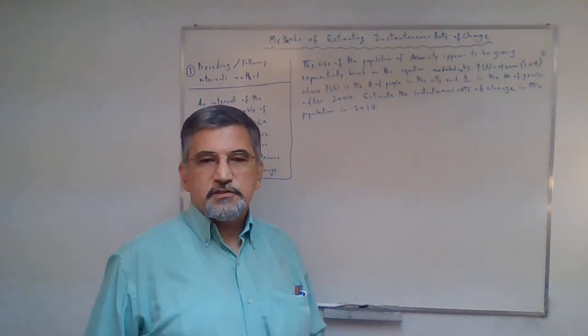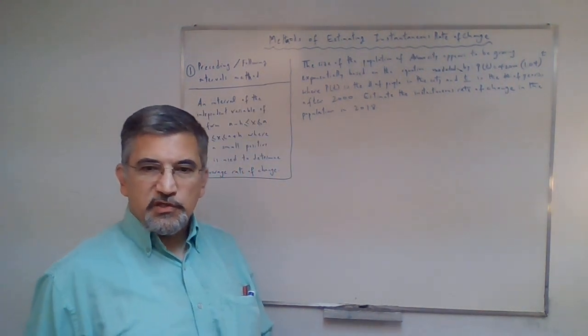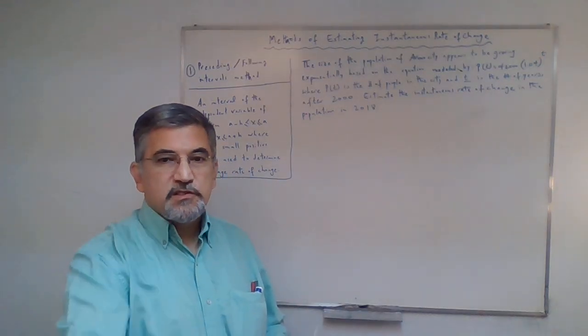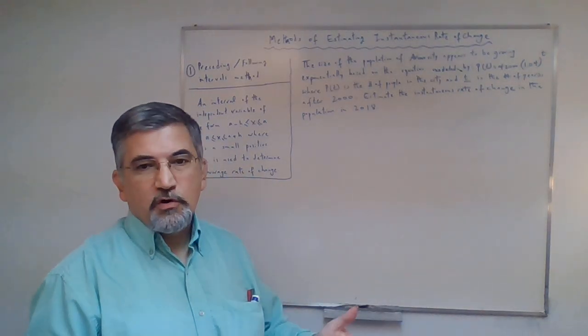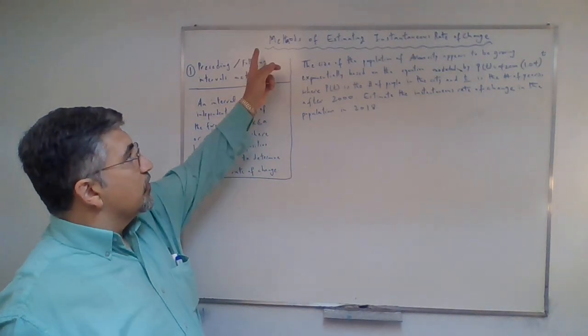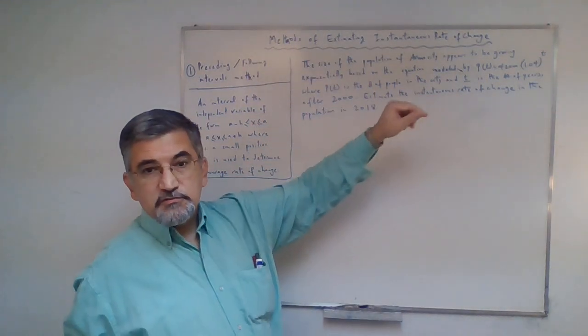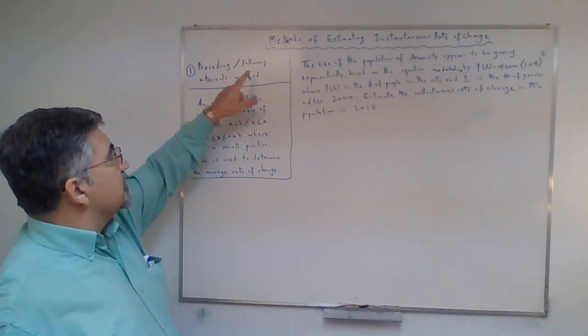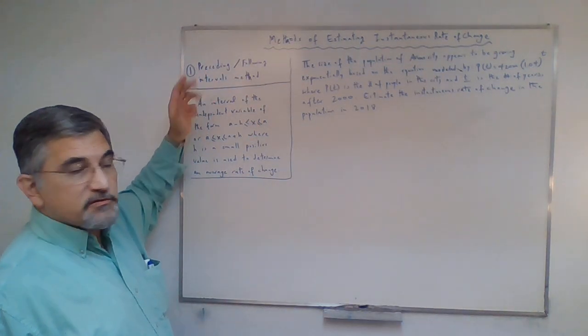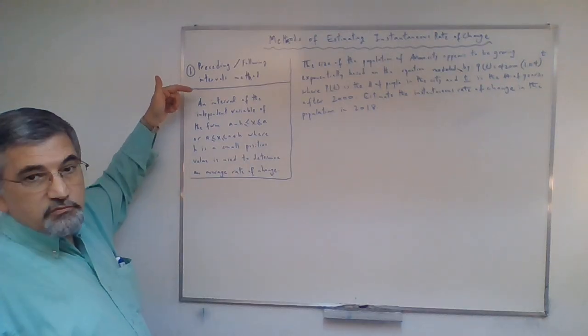Welcome back. In this lecture, we want to discuss instantaneous rate of change. We will see how we can estimate instantaneous rate of change of a quantity with respect to another quantity. So the first method of estimating instantaneous rate of change is called the preceding or following intervals method. That's the name of the method.